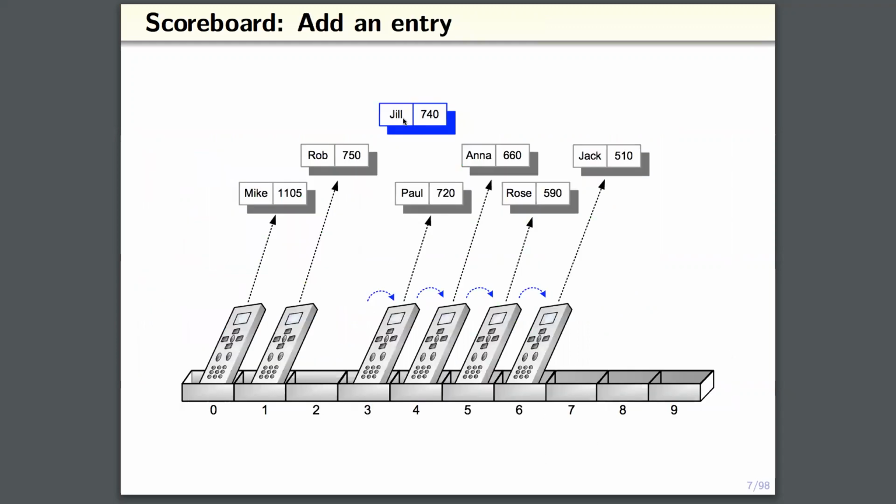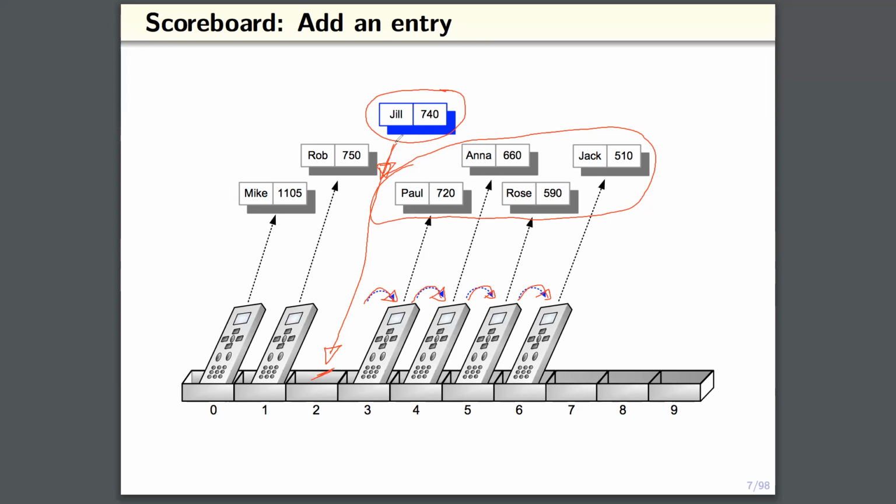Okay, adding an entry. The idea is simple. Whenever you add an entry, after this operation it has to be in descending order only. So suppose you're adding this entry, Jill's score is 740. Find the correct position where this can be inserted. So it's here. Find all the entries that have scores less than 740 and push them one step to the right, so that you make room for the new entry, and add this new entry wherever there is an empty spot.